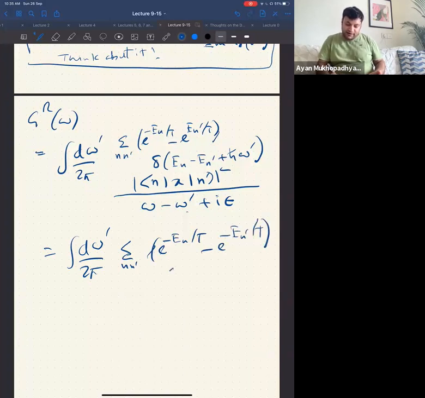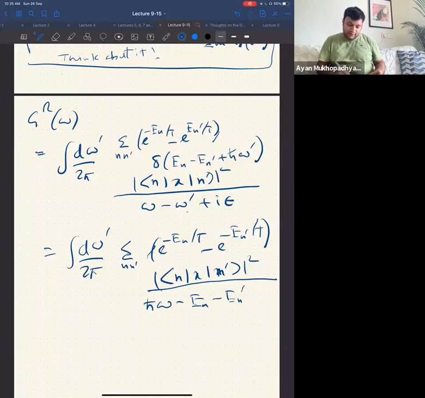And I can forget the delta function and instead put it in the denominator actually. So omega prime would be equal to en minus en prime. So omega minus en prime over h bar, and this overall h bar something will go up, and then plus i epsilon.